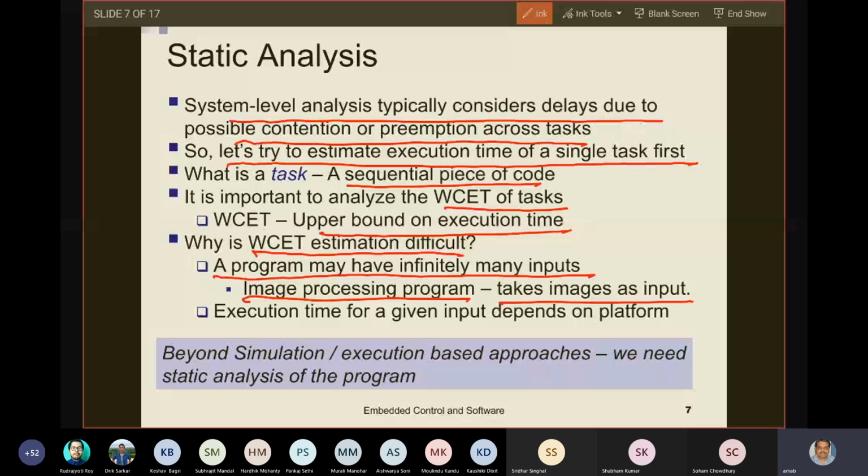Now, how do you do this? To do such analysis, to get an estimation of the execution time, you do something called static analysis. Static analysis takes as input the control flow graph of a program. So what do you mean by the control flow graph of a program? It's a directed graph whose nodes are basic blocks and whose edges denote control transfer across basic blocks.